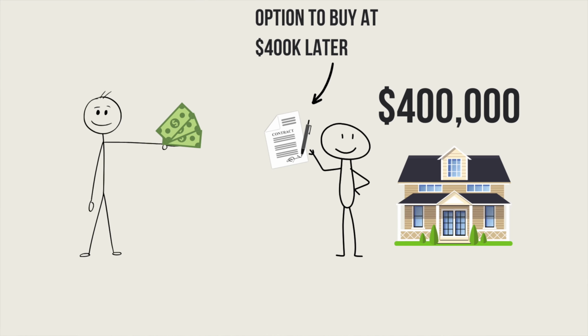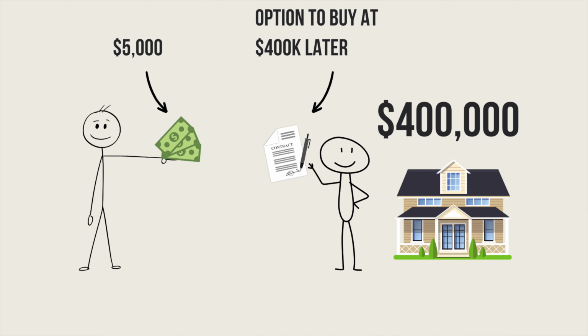So what you can do is buy an option to purchase that house at a future date at the $400,000. So the seller with the house would sign a contract with you, giving you the right to buy, let's say 12 months from now, that house at $400,000, no matter what the market conditions are. In return for the seller giving you this contract, let's say you give the seller $5,000. So you pay $5,000 to have a contract that gives you the option to buy the house at $400,000 at a later date.